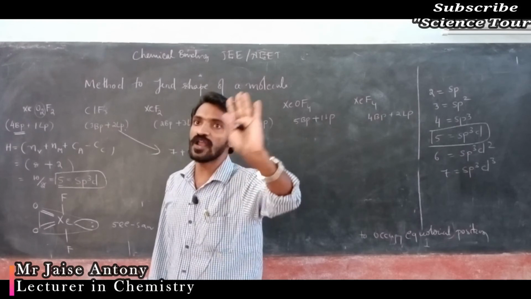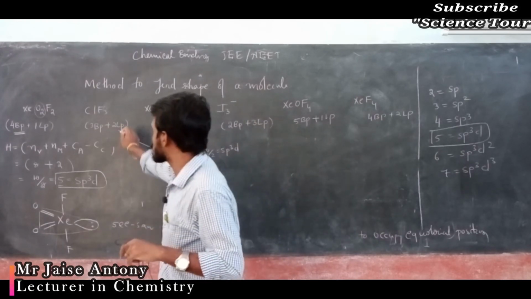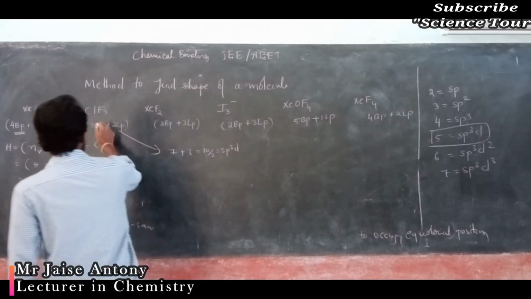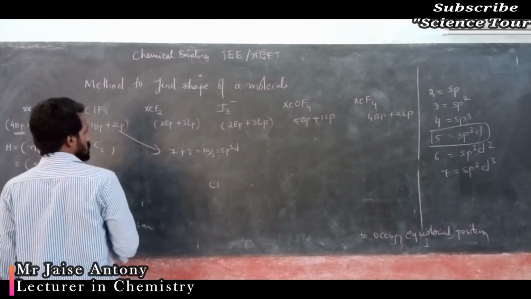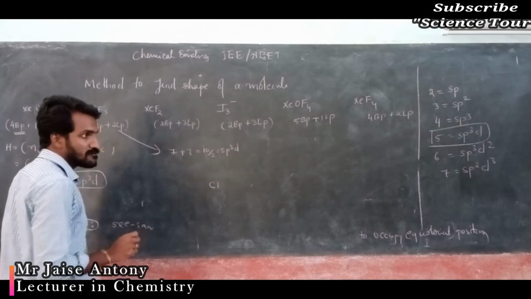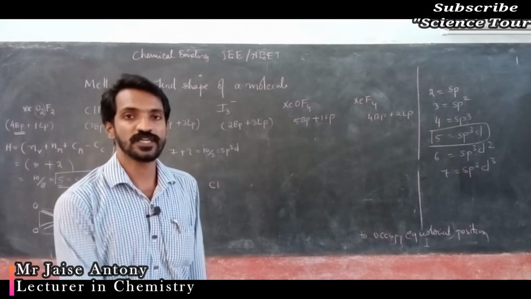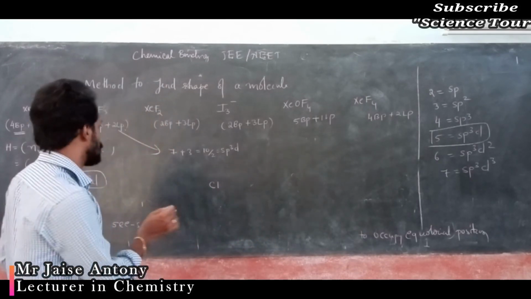Geometry means if all are bond pairs, then it is trigonal bipyramidal. Here 2 lone pairs are there, but the shape changes. Here Cl is at the center, my dear students, and 2 lone pairs are there. Where you have to keep that lone pair, to avoid the repulsion? You have to keep these lone pairs at the equatorial position.